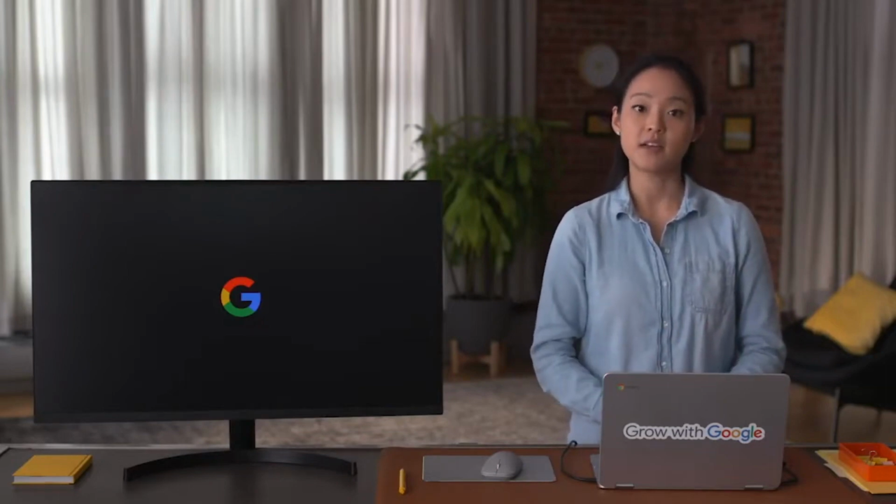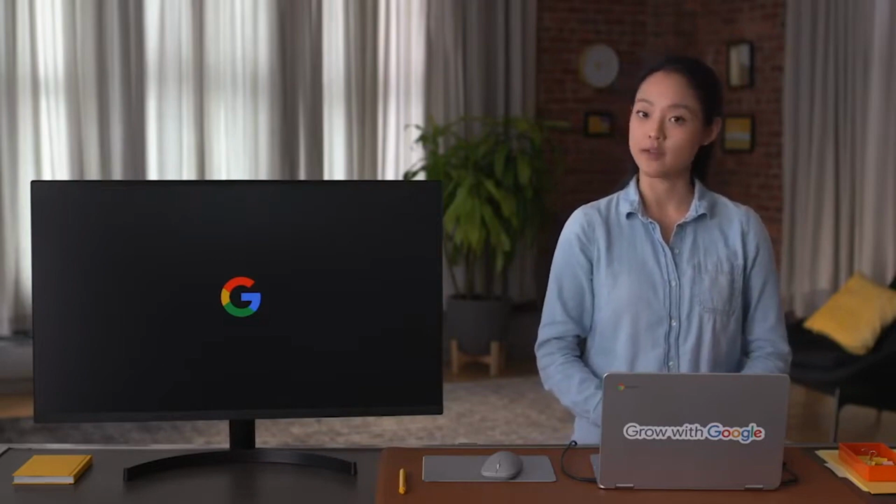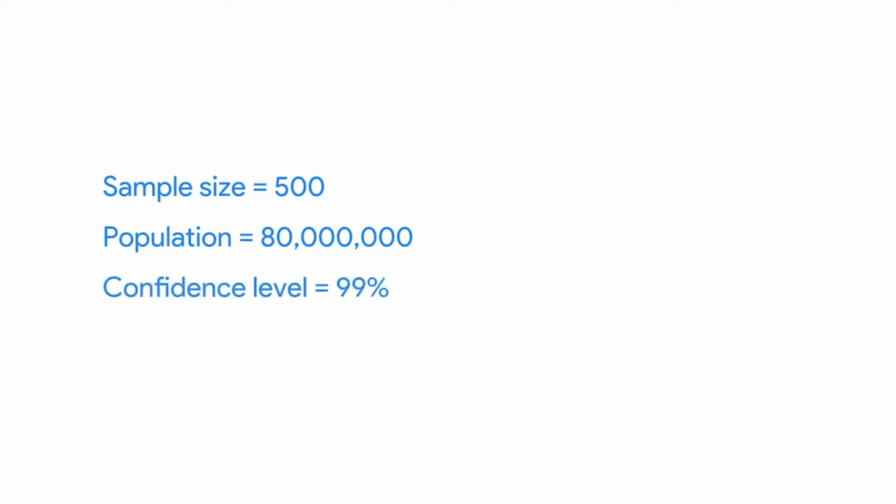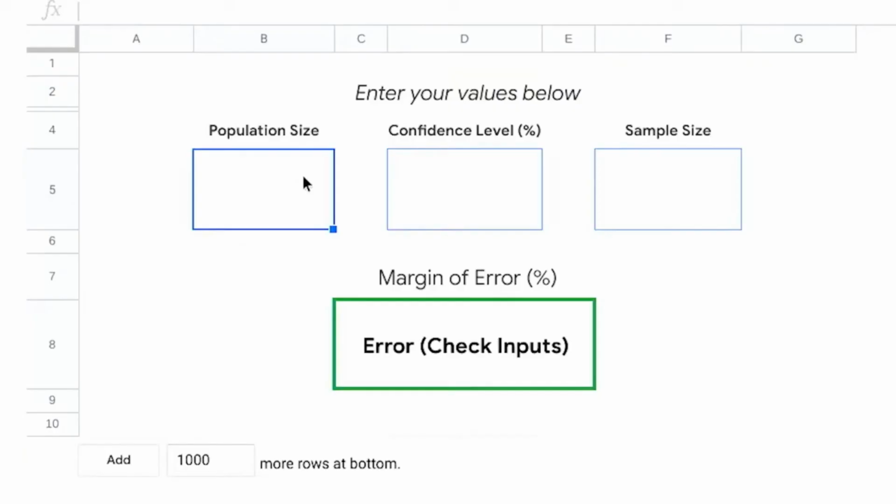Let's say you're running a study on the effectiveness of a new drug. You have a sample size of 500 participants, whose condition affects 1% of the world's population. That's about 80 million people, which is the population for your study. Since it's a drug study, you need to have a confidence level of 99%. You also need a low margin of error. Let's calculate it.